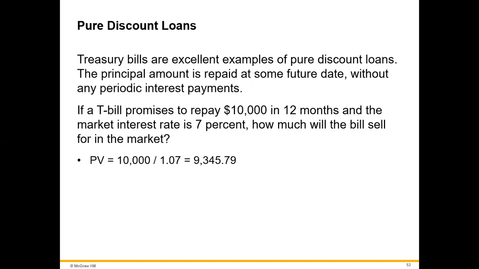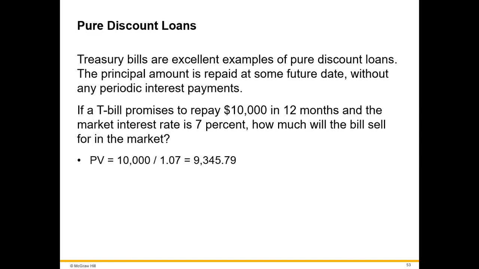So here is an example of a pure discount loan. Treasury bills are an excellent example of them. The principal amount is paid at some future date, but there are no periodic interest payments made at all. So if a T-bill, a treasury bill, promises to repay $10,000 in 12 months, and the market rate is 7%, how much will the bill sell for in the market?